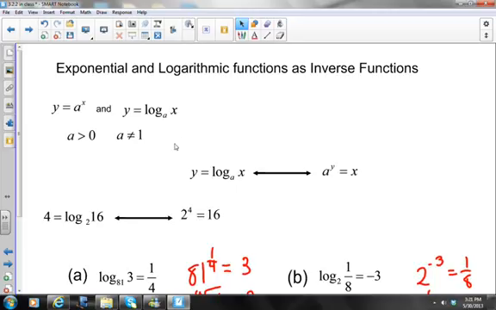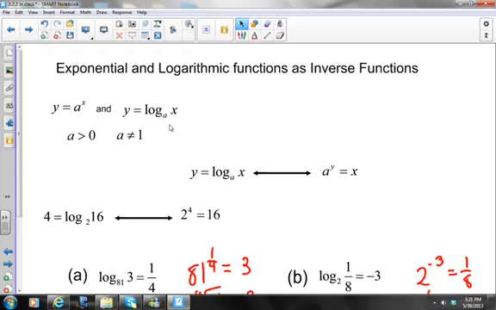One of the most popular examples of inverse functions, of course, is exponential and logarithmic functions. So here we have the function y equals a to the x. Of course, a has to be greater than 0, a is not equal to 1, and we have y equals log base a of x.